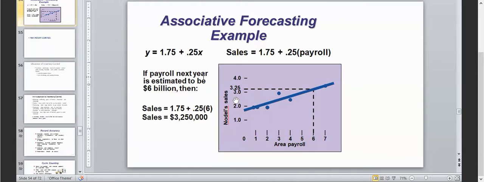Okay. So any question about the associative forecasting? So associative forecasting is very useful to predict the dependent variable based on the changes in the independent variable. So we can change any value for x here to know what will be the value of sales based on the changes of payroll. Okay, any question?